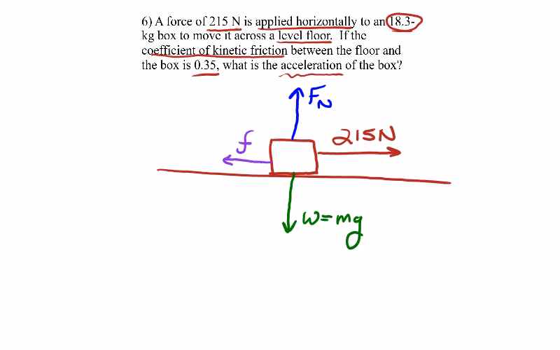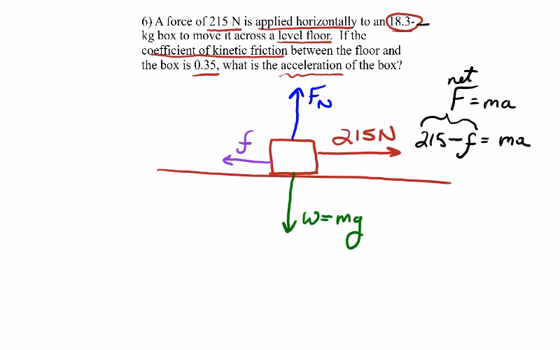So if I'm going to find the acceleration of this box, really what I'm going to be using is Newton's second law, F equals m times a. But this is the net force acting on it. In this case, it's going to be made up of two forces. It's made up of my 215 newtons minus the friction force. And the reason why I'm subtracting the friction force is it's opposing the motion of this object. That should equal m times a.